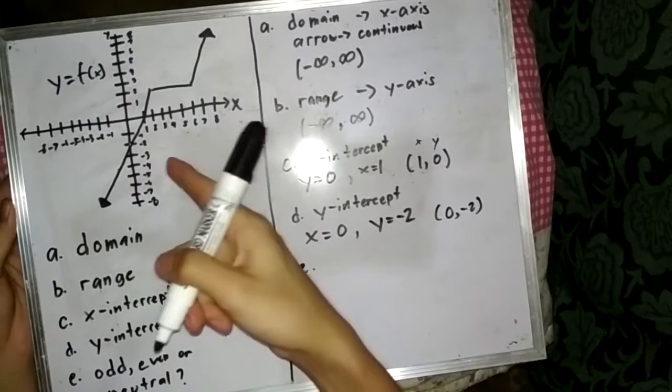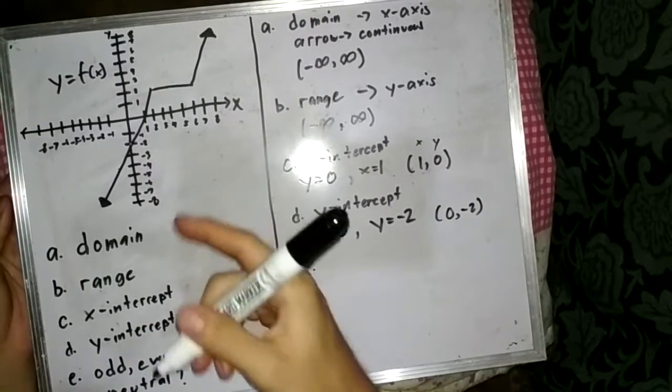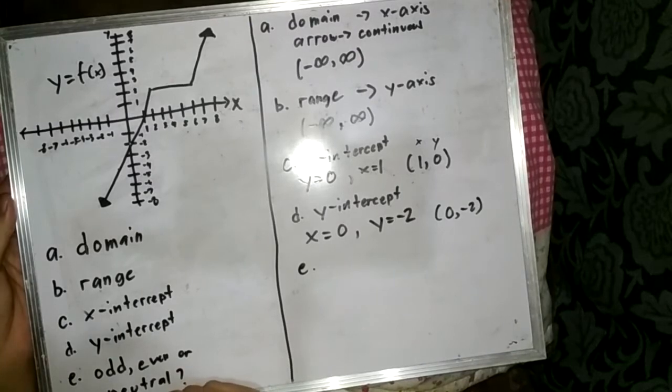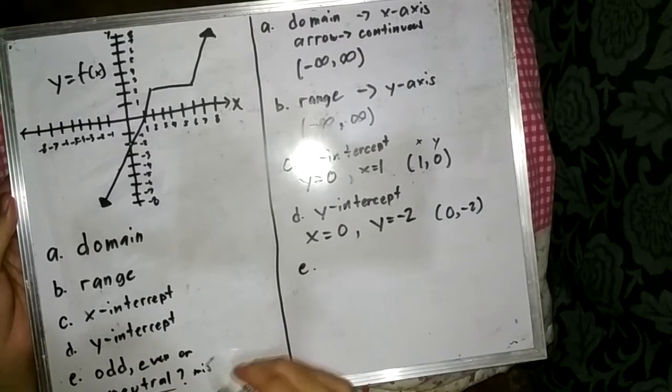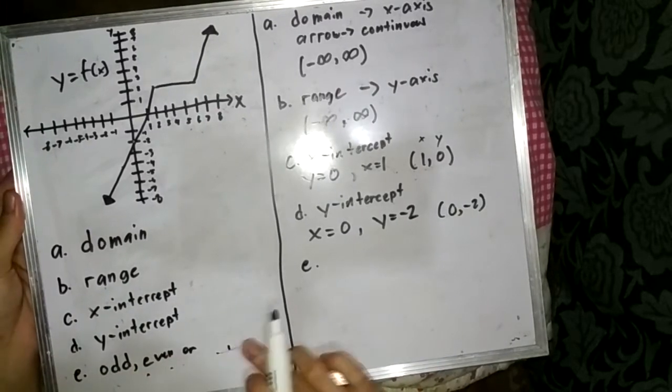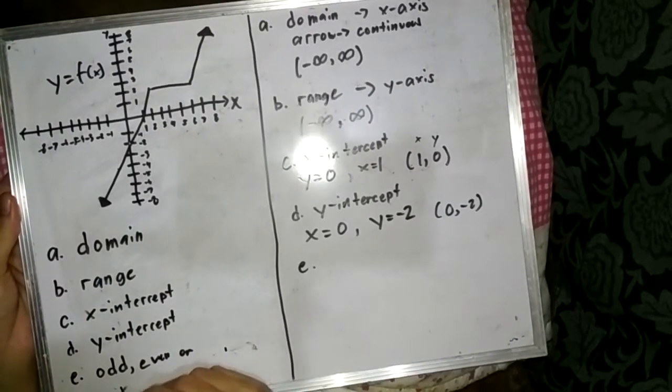Is this function odd, even, or neither? Sorry for the mistake. My mistake. So that would be odd, even, or neither.